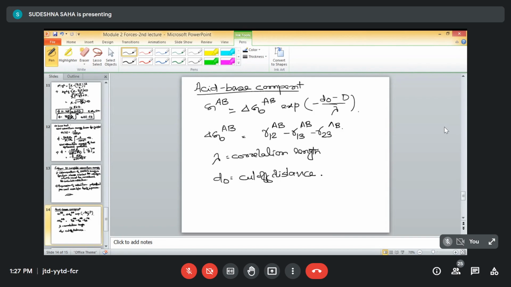So lambda is the correlation length, and it is one of the very important parameters in acid-base interaction. A higher value of lambda means a larger range of acid-base interaction, and the lower the lambda, the shorter the acid-base interaction. Okay, so I'm just writing it here for your convenience: higher lambda, larger acid-base interaction range, and lower lambda.